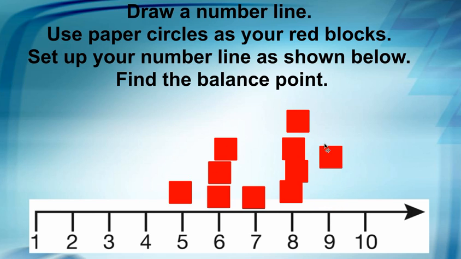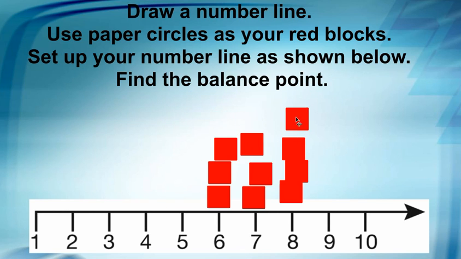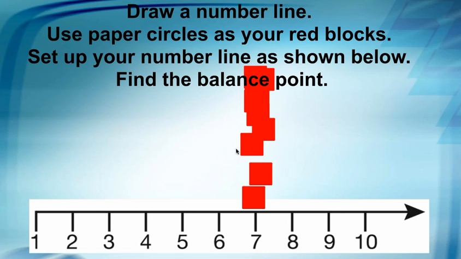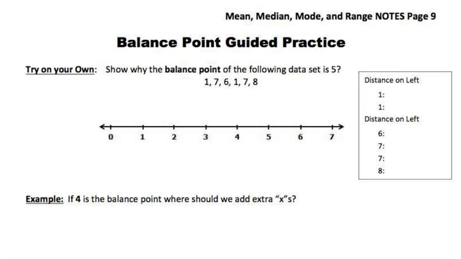Pulling always from the outside. And you can start to see a pattern happening. They're forming on top of 7. So the 7 is the mean for this one. Now, how does this apply to what it looks like on paper? So show why the balance point of the following data set is 5.